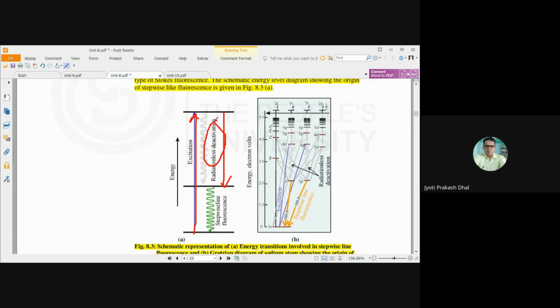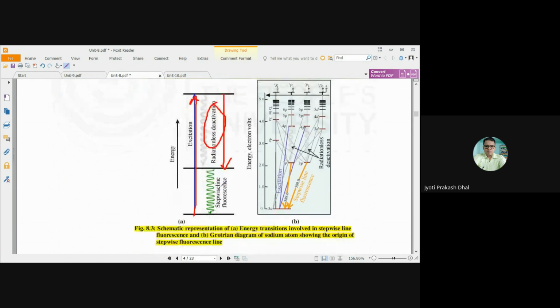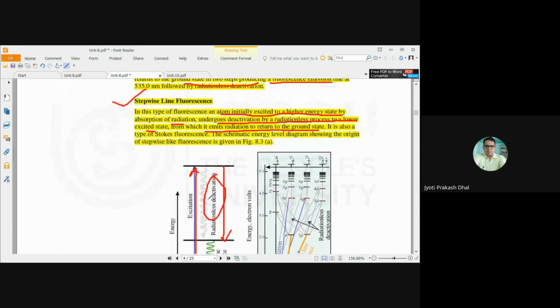These cannot be analyzed through spectra. And from the intermediate step, if the atom comes back to the ground state by emitting electromagnetic radiation, that type of fluorescence is called stepwise line fluorescence. So it is also a type of Stokes fluorescence. Similarly, this type is also Stokes fluorescence.